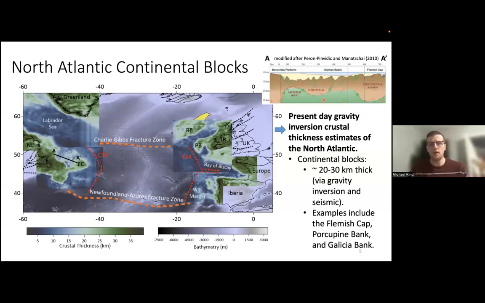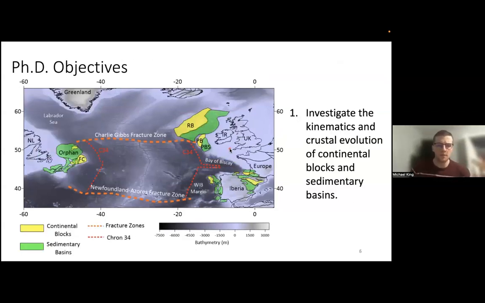In terms of my PhD research, one of the main objectives is looking at the kinematic and crustal evolution of these blocks using deformable plate reconstructions. In particular, if we look at the general geometry of these blocks on the map on the left-hand side here, given by the yellow polygons, we can also see that they're bordered by sedimentary basins that have undergone various amounts of crustal thinning. So basically, we're trying to understand what role they potentially play during deformation of the rift basins.